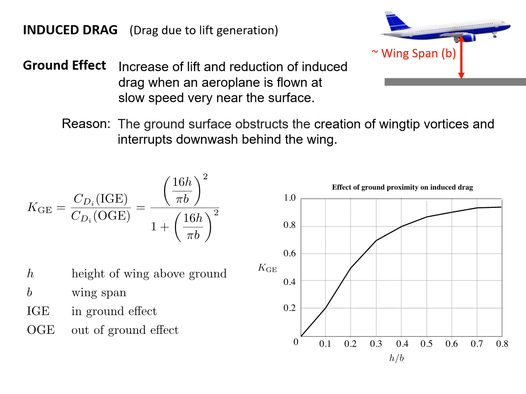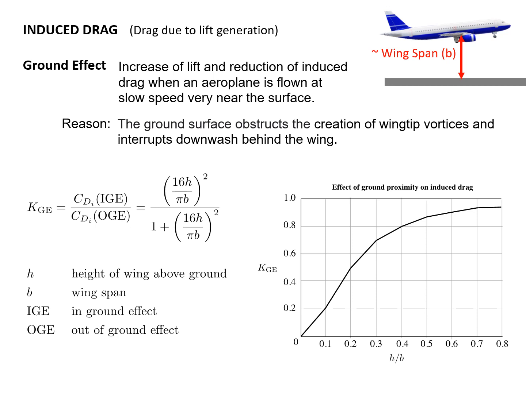That's a ratio between the induced drag coefficient in ground effect and out of ground effect. So IG is in ground effect, OGE is out of ground effect. So CDI becomes smaller in ground effect than the CDI out of ground effect. And so the expression is shown here. I'm not reading it. And on the right hand side, we have a graph.